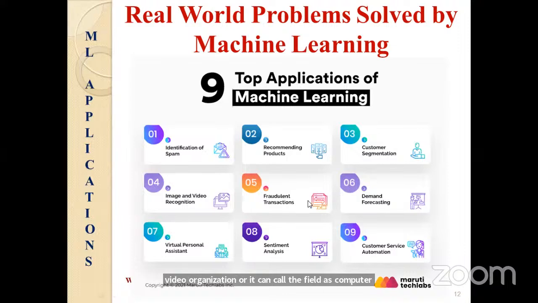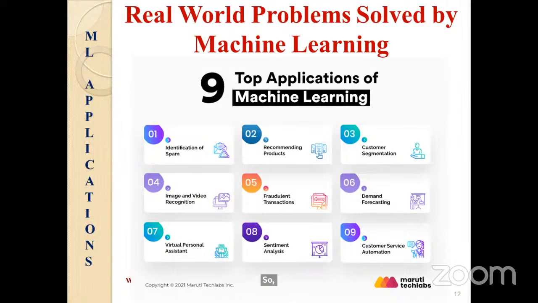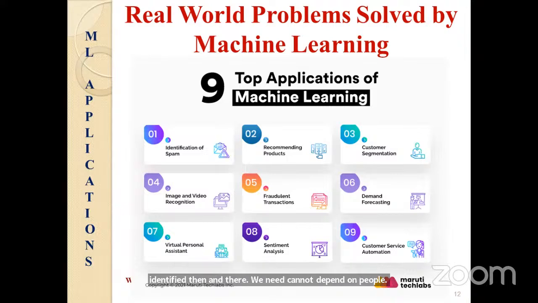Nowadays we are dealing with digital cash, so it should be highly secured. If there is any issue, it has to be identified then and there. We cannot depend on people. Instead, we can make the machines identify that and make the corresponding solutions for it. Then demand forecasting comes in: now I want to identify which course will be approached in future by many people. Which is the demand there? Demand in business, demand in marketing, demand in education, anything it can be.